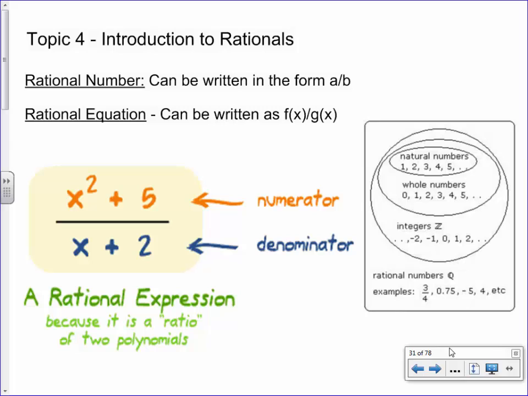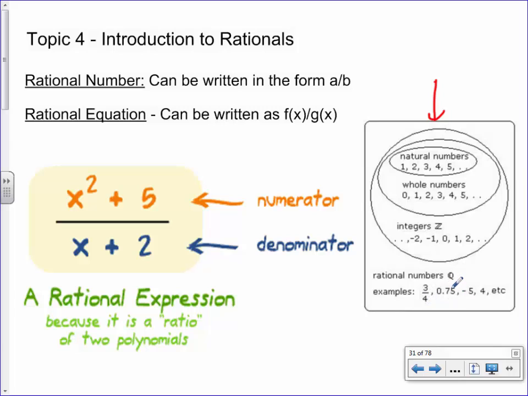So, rationals, you may have heard of rationals before as the types of numbers. Have you guys ever seen a diagram like this, where we talk about the different groups of numbers? Natural numbers are like the 1, 2 through 5s. Integers means you can include negatives. Rational numbers then are anything that can be written as a fraction. So here's some examples. 3 over 4, that's a fraction.